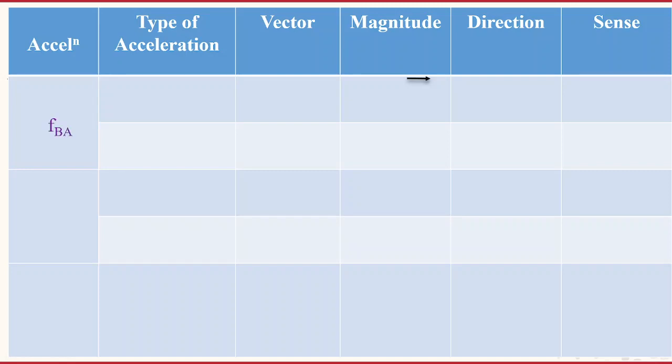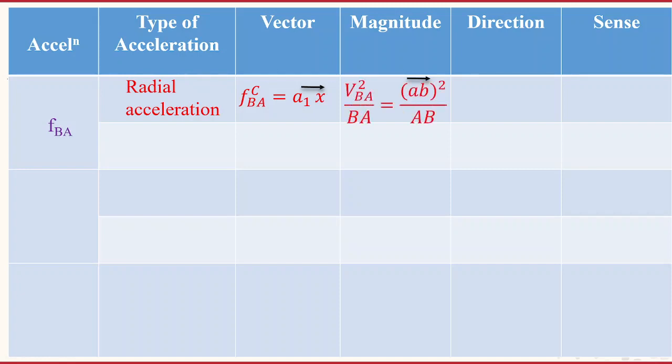First, the acceleration of B with respect to A. The type of acceleration is the radial acceleration. The vector representation is f of B with respect to A, represented as A1x. The magnitude is VBA whole square by BA, where VBA is the vector ab. So take the vector ab value from the velocity diagram, square it and divide by the length of AB, taken from the configuration diagram. The direction is parallel to the link AB, and the sense is toward the center of rotation. Here the center of rotation is A, so it is moving from B to A. So the complete information is available.